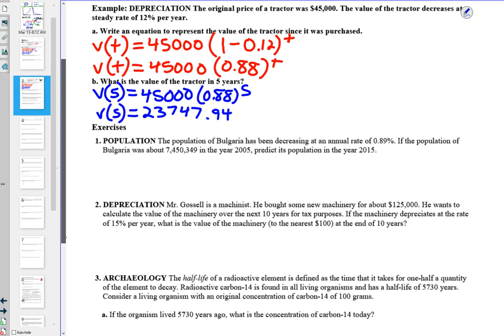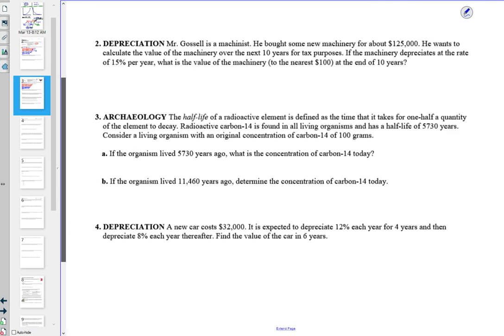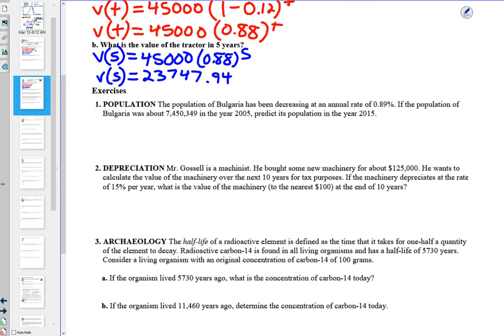Alright, this is a nice one to do because this is population again. But it looks like nobody wants to live in Bulgaria because in Bulgaria the population has been decreasing by an annual rate of 0.89%. If the population of Bulgaria was about 7,450,349 in the year 2005, predict what the population is going to be in 2015.